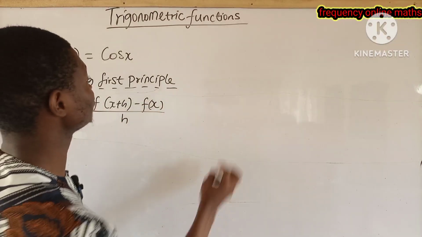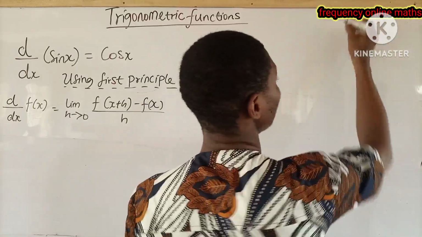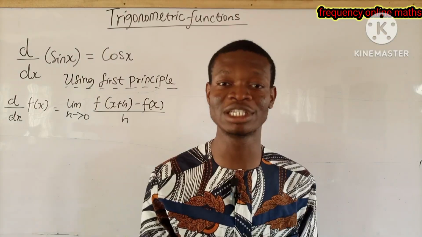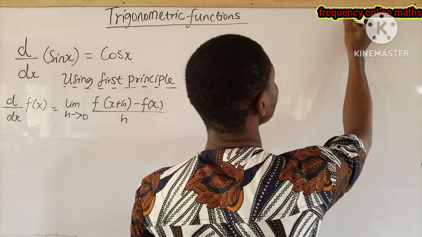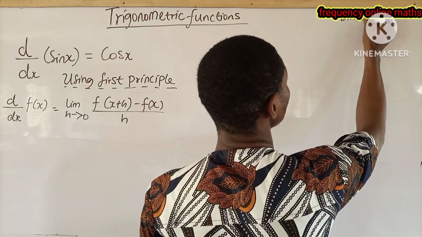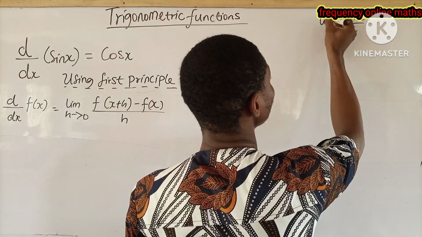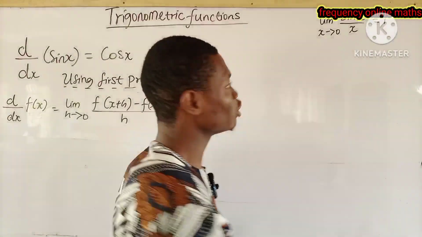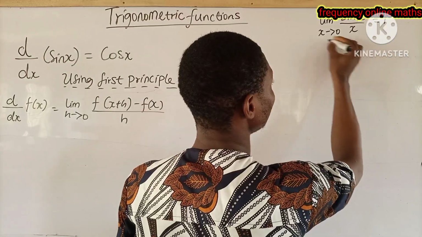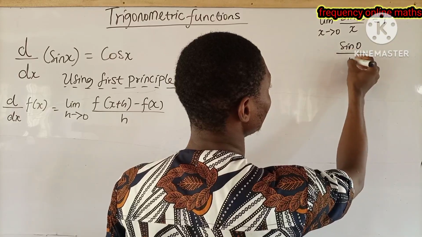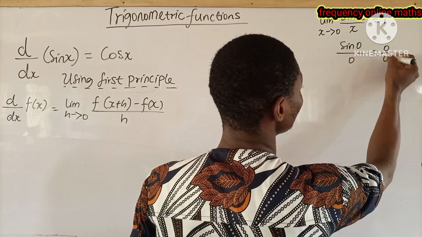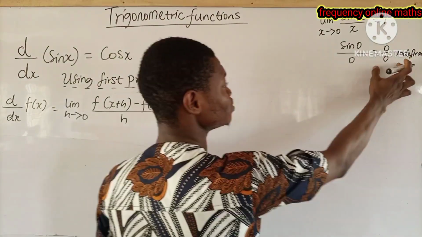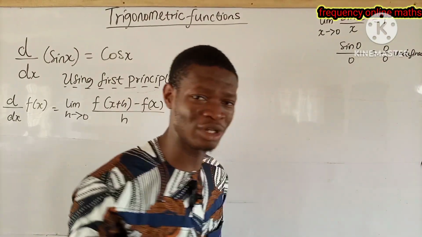So in order to solve this, we are going to take cognizance that the sine of an angle over the angle, as the angle approaches 0, is 1. We can prove it. Anywhere we see x, we put 0: sine 0 over 0 is 0 over 0. This is undefined and not admissible.